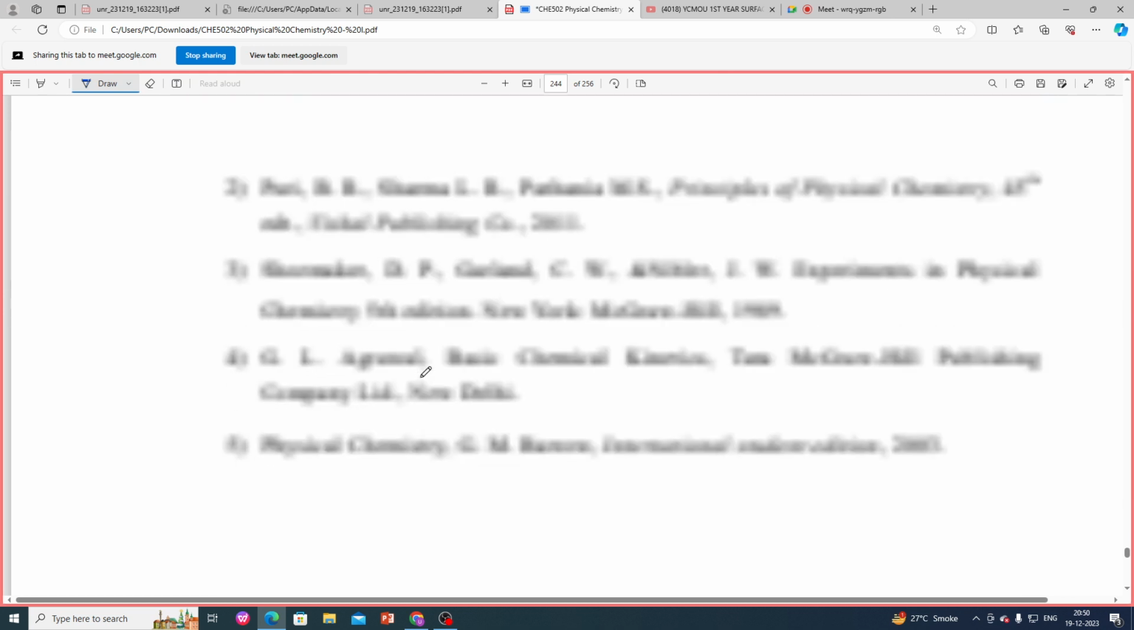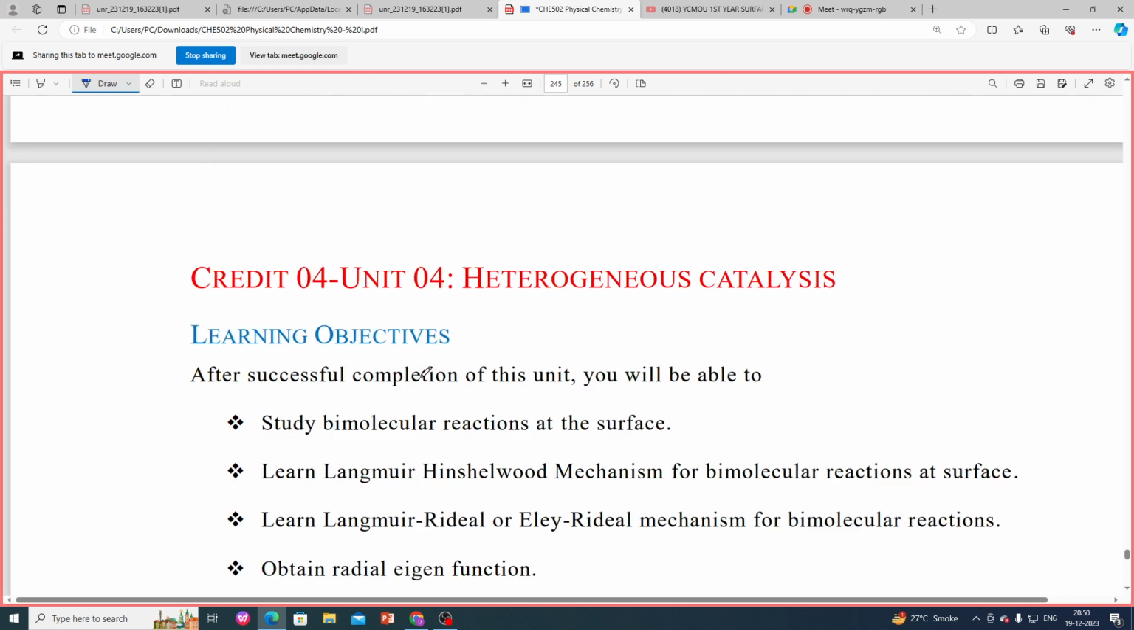Here we complete this enzyme catalysis. So here we stop the lecture, and when we meet in the next lecture, we will start the new topic, that is heterogeneous catalysis. So we stop here for now.